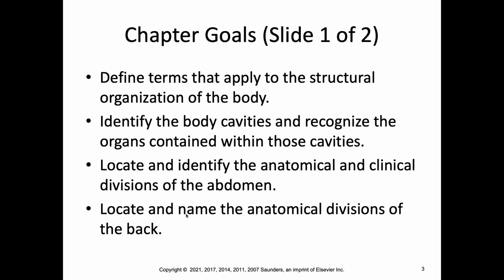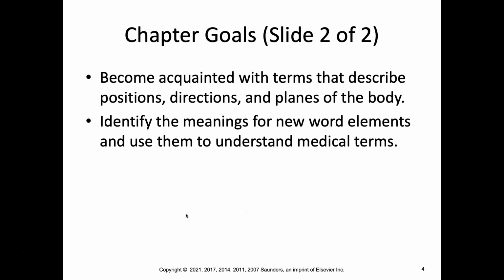Our chapter goals are to define terms that apply to the structural organization of the body, identify the body cavities and recognize the organs contained within those cavities, locate and identify the anatomical and clinical divisions of the abdomen, and locate and name the anatomical divisions of the back. We also want to become acquainted with terms that describe positions, directions, and planes of the body, and identify the meanings for new word elements and use them to understand medical terms.